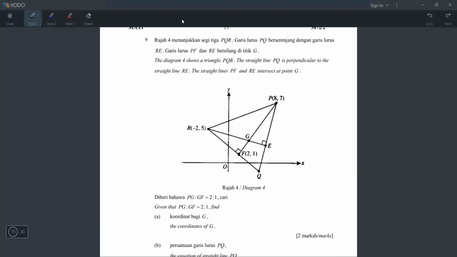This is vector. So let's read the question. Okay, the diagram 4 shows a triangle PQR. You can see the big triangle is PQR. The straight line PQ is perpendicular to the straight line RE.